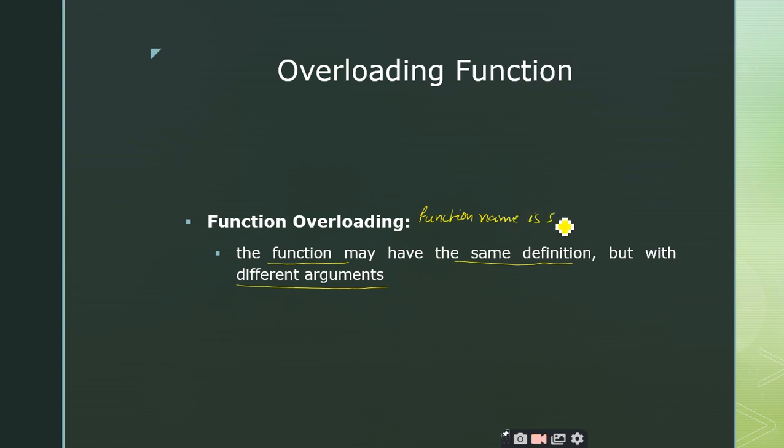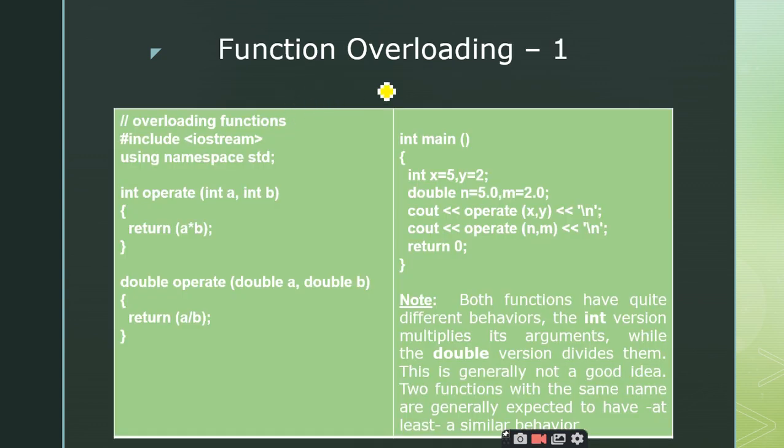Function name is same, but you can have different implementation, different number of arguments, different type of arguments, and different return types. The only thing you have to concentrate on here is you should keep the function name same. That's it, right? So this is an example of function overloading here.